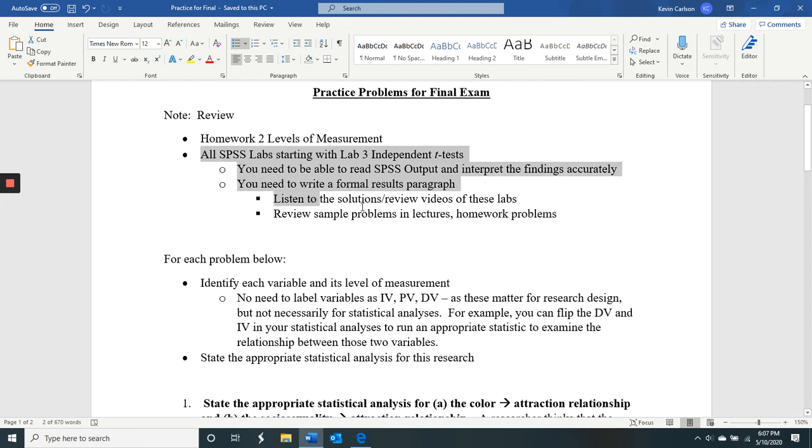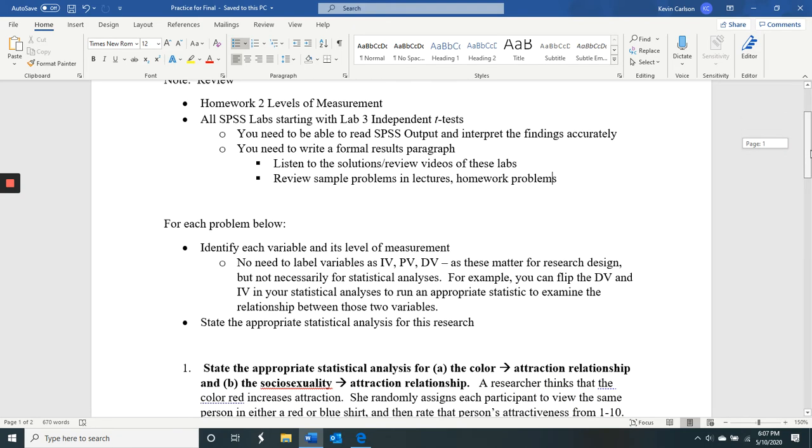So there's lots of sources here to study for this. So again, review your labs, review the videos about the labs, review the solutions or review of the lab solutions, the videos, and check your lectures and check your homeworks to review how to write the formal results paragraphs. And again, if you have any questions on that, come to one of the live sessions.